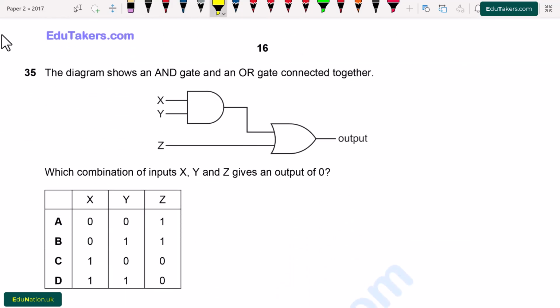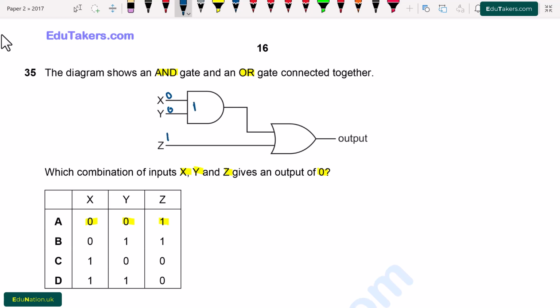Question number 35. The diagram shows an AND gate and OR gate connected together. Which combination of the inputs X, Y and Z gives an output 0? So first of all, there are different combinations of the inputs X, Y and Z. First of all, we consider option A. Here X is 0, Y is 0 and Z is 1. So I write here 0, 0 and 1.